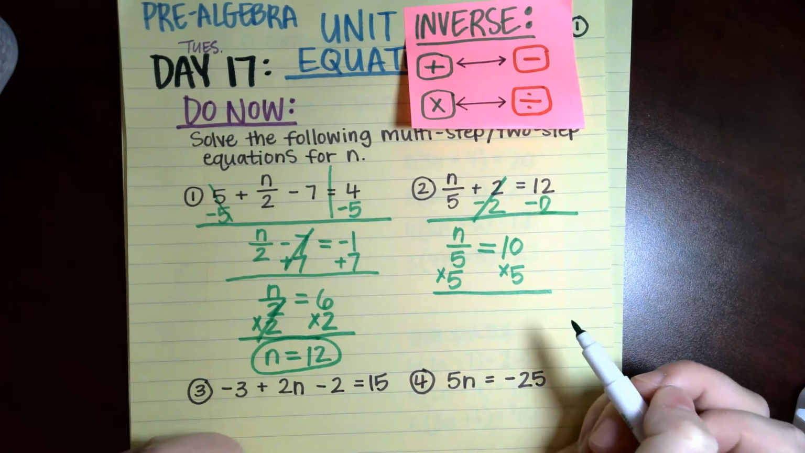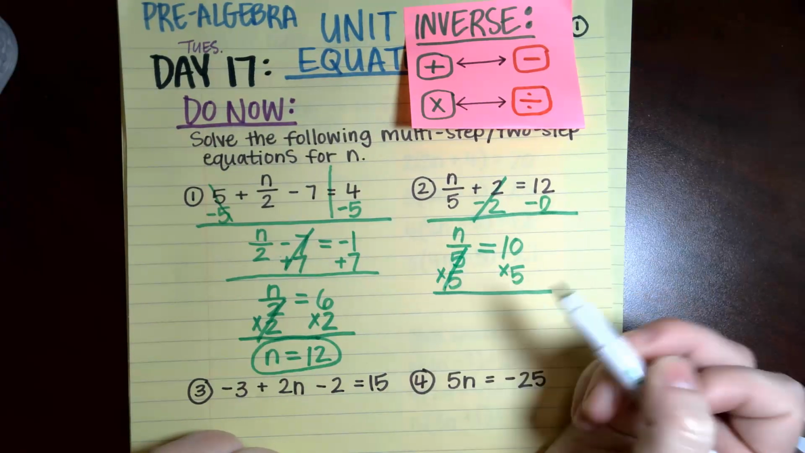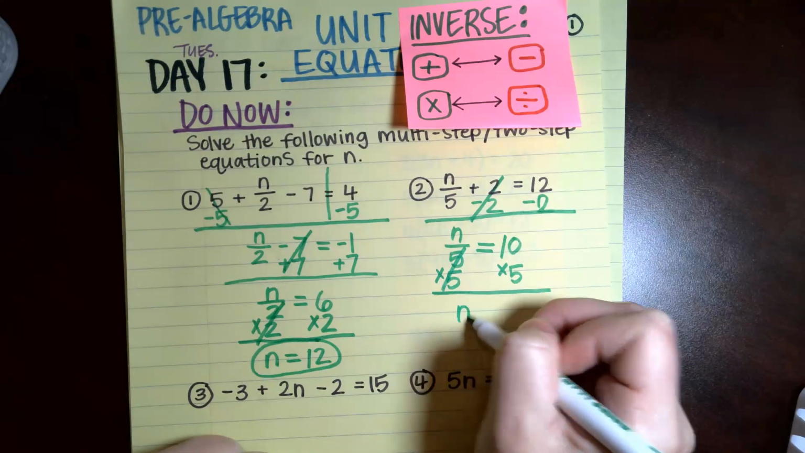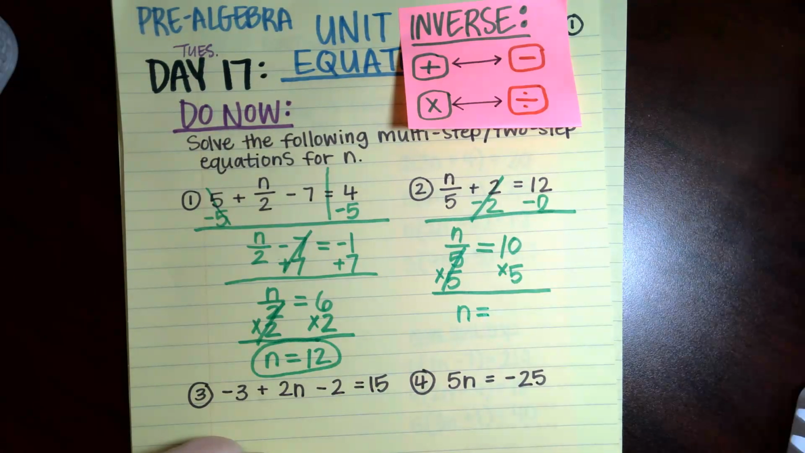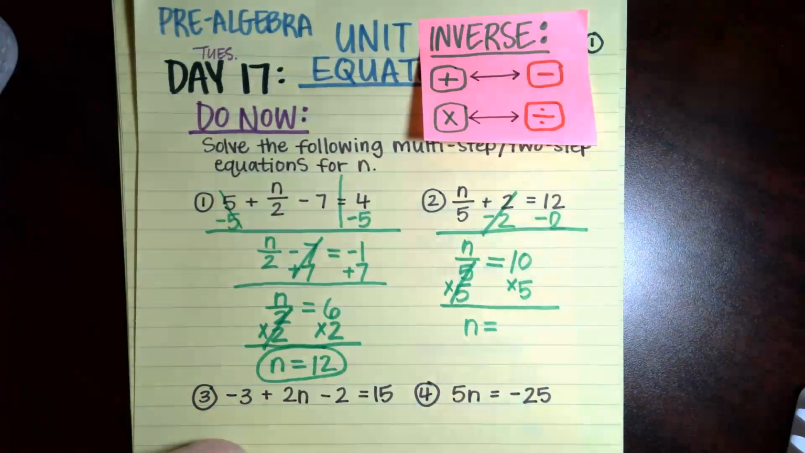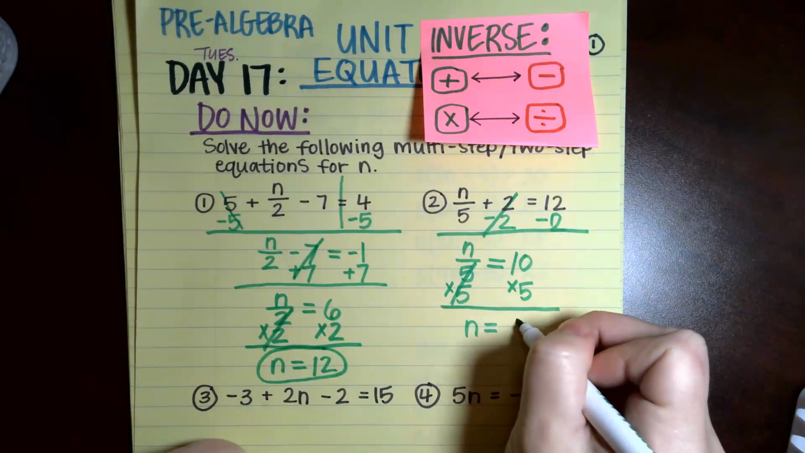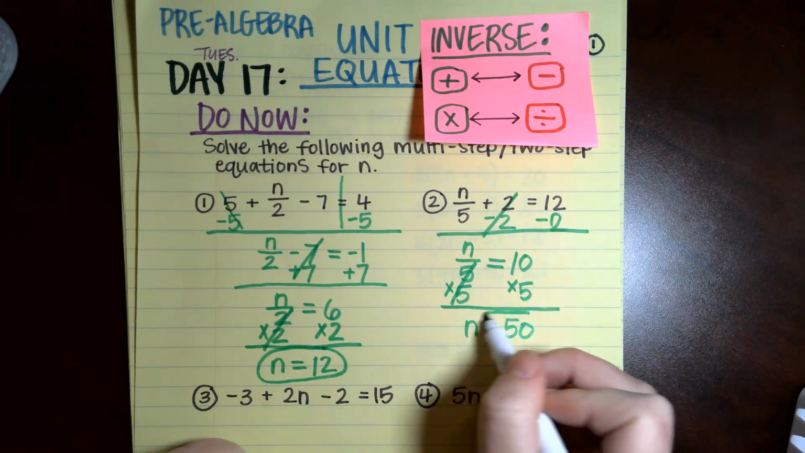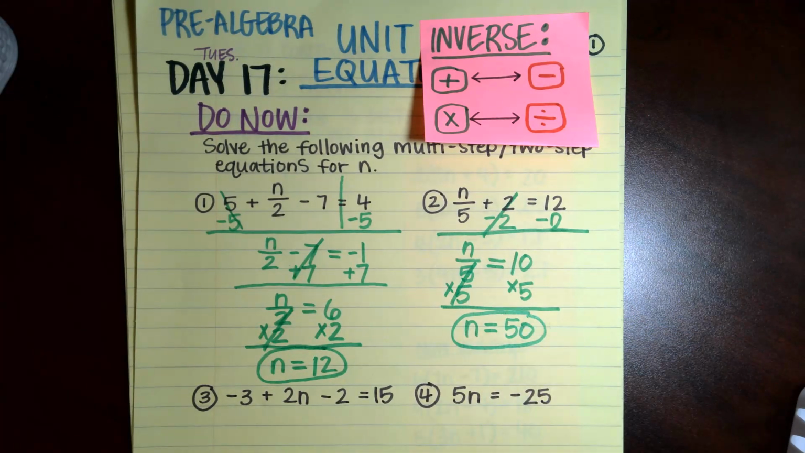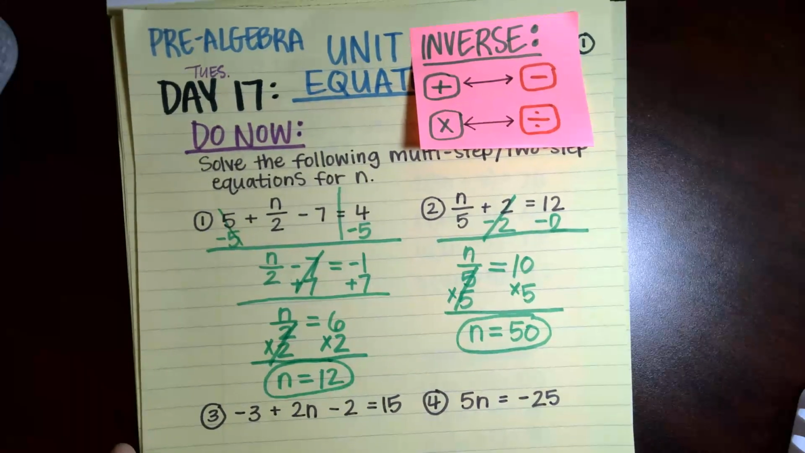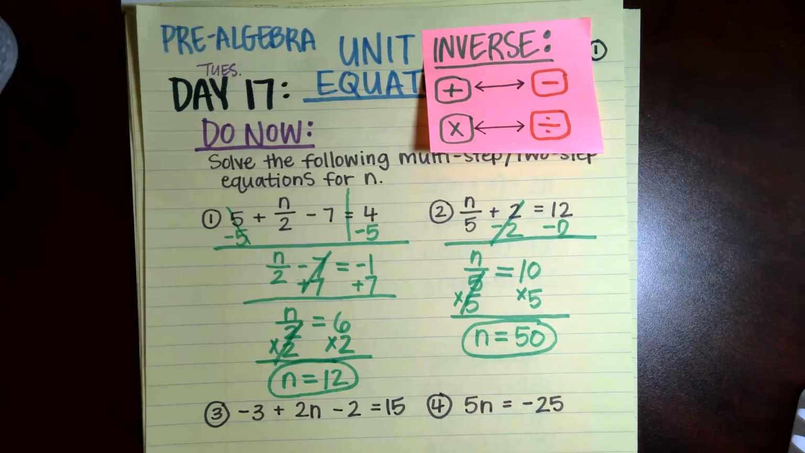Now what happens here? Yes, the 5's cancel out. We'll bring down our n equals, and what is 10 times 5? 50. All right. Did anyone do this differently? Good. Okay. Any questions on number 2?